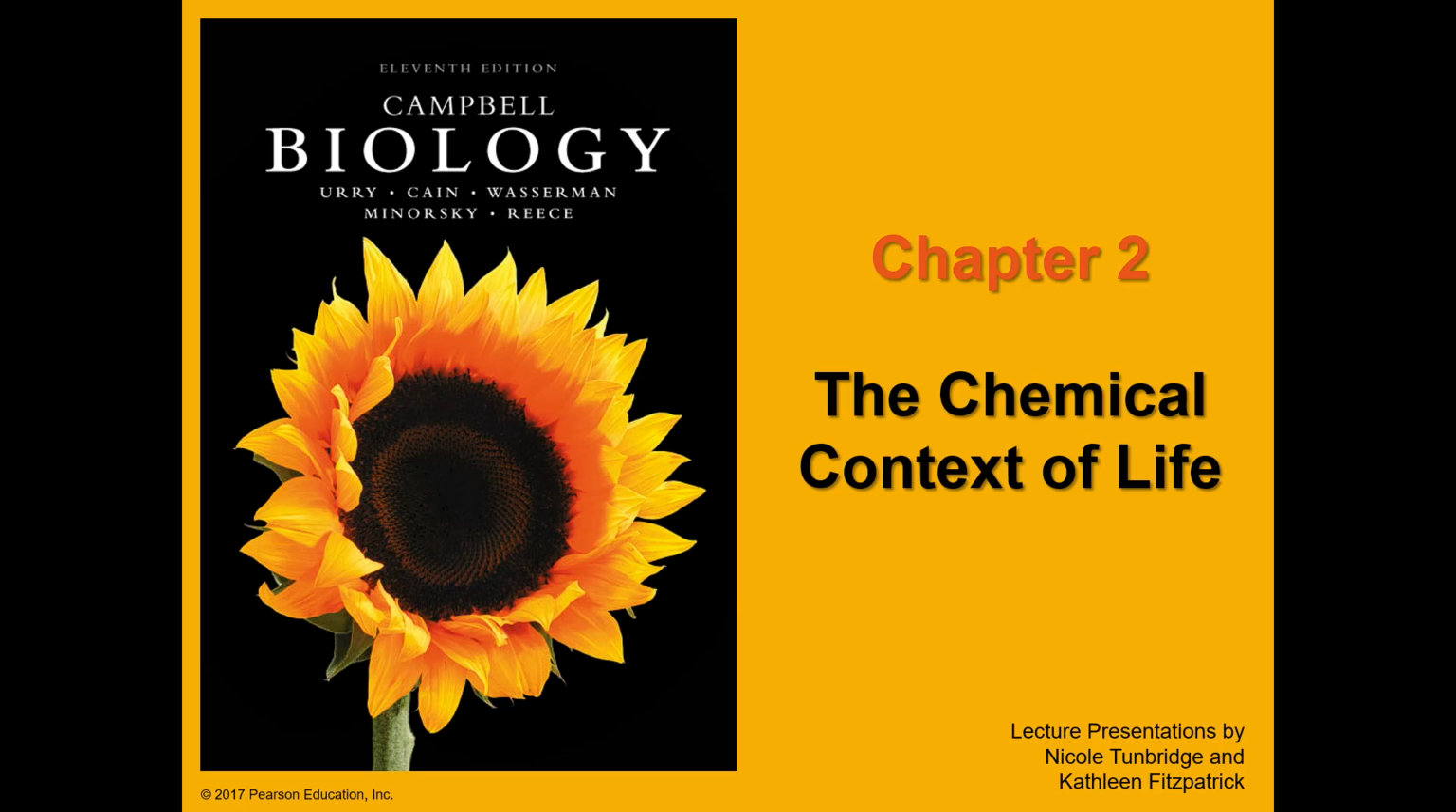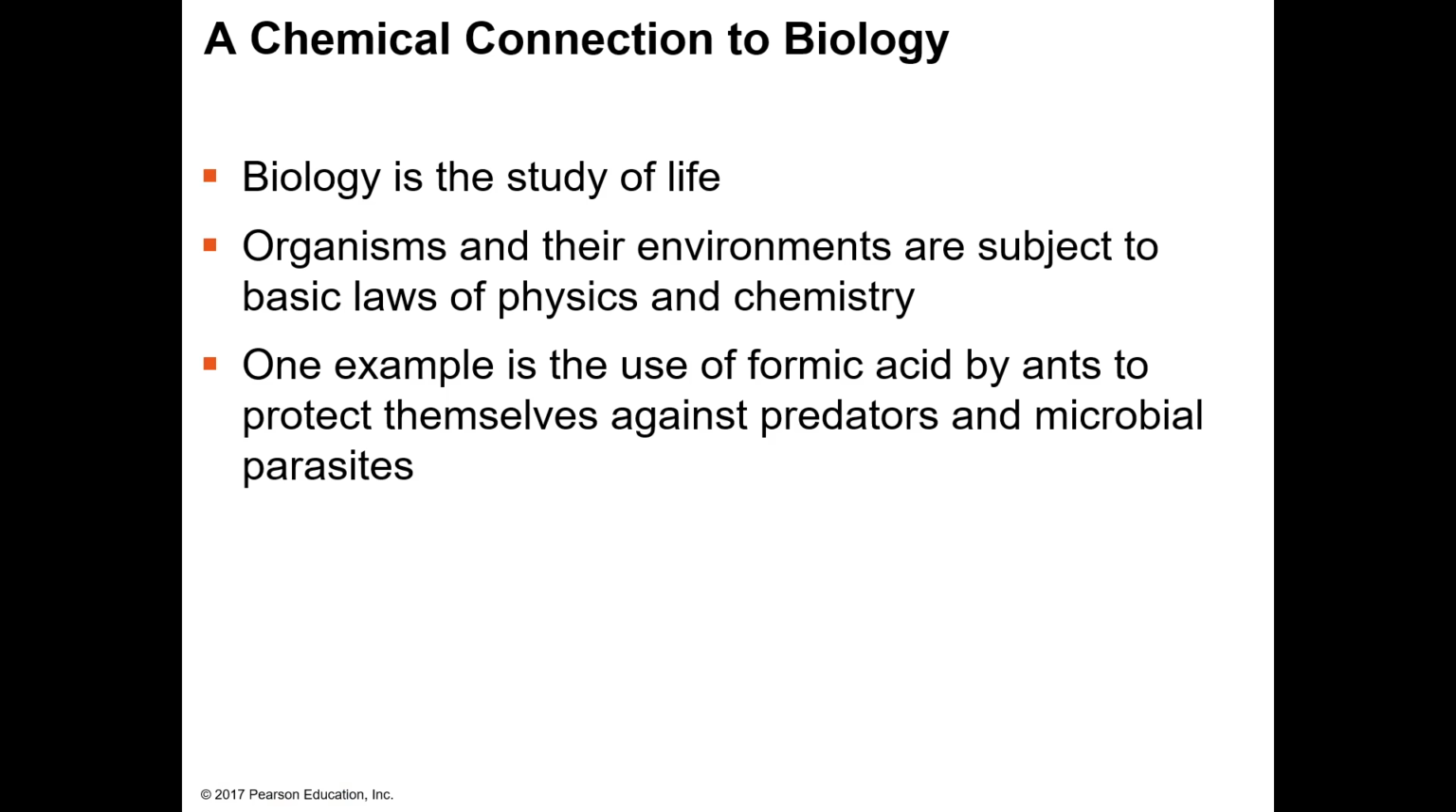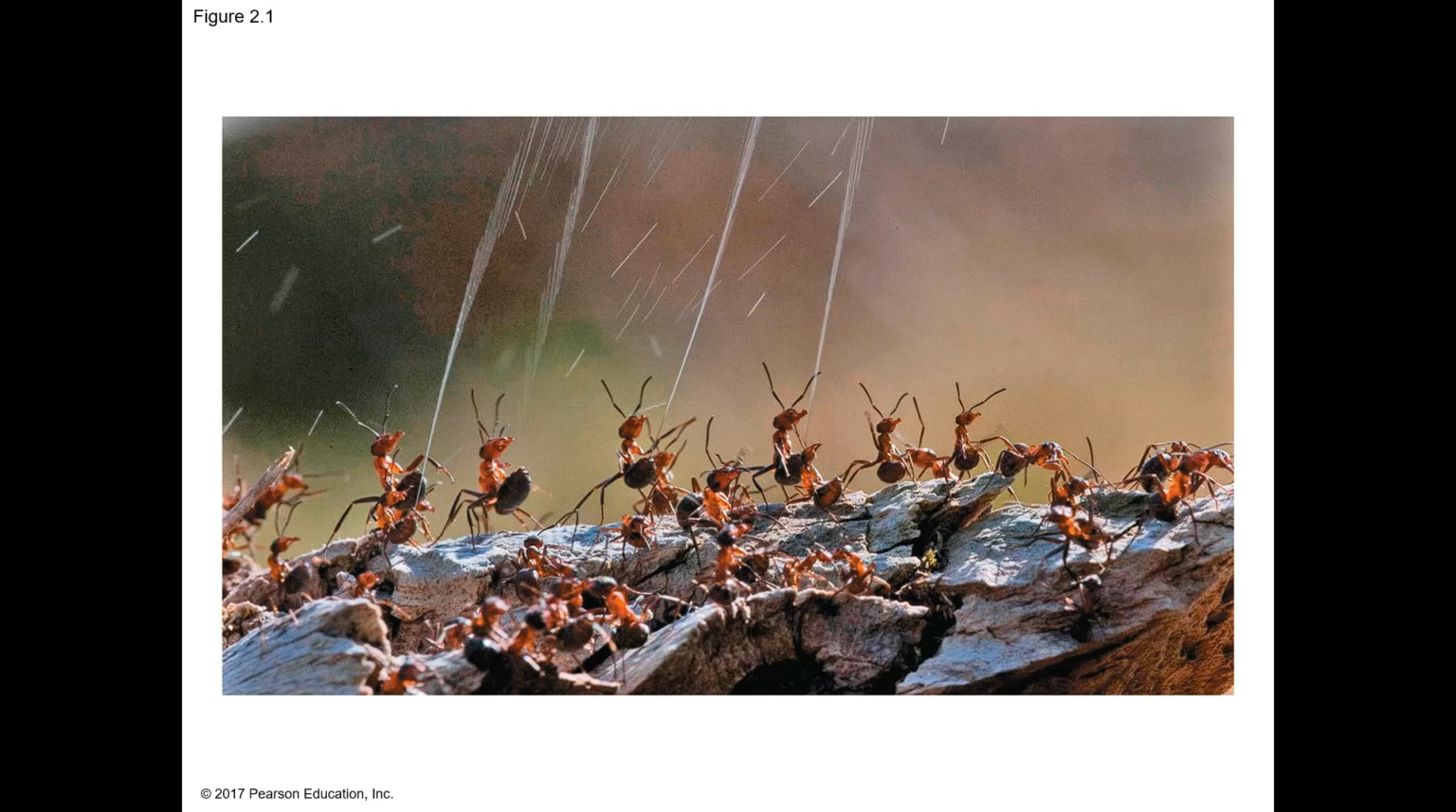So we're going to take a look at Chapter 2, the chemical context of life. And so, the chemical connection to biology. Biology is the study of life, and organisms and their environments are subject to those basic laws of physics and chemistry, those physical sciences. One example is the use of formic acid by ants to protect themselves against predators and microbial parasites, as you'll see here in this following picture.